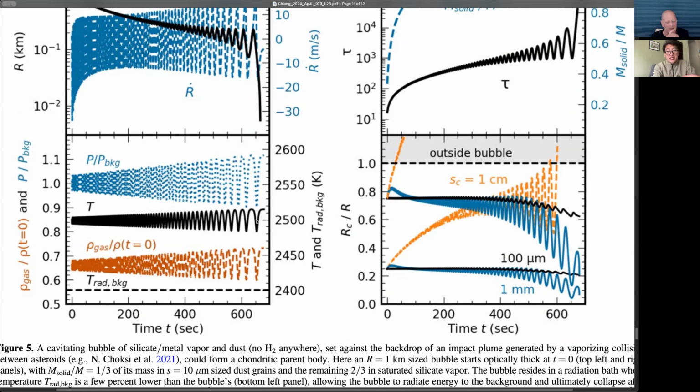That's the other shortcoming of this paper, which I hope I'm reasonably clear about in the paper, that one really needs to do this self-consistently in a future work. But for now, I fix the radiation temperature of the background to be a few percent lower than that of the bubble, and then the bubble just loses radiation on a time scale of about 10 minutes, so that it collapses.